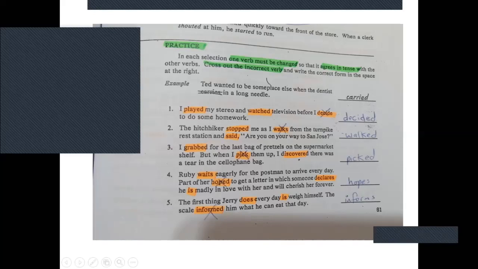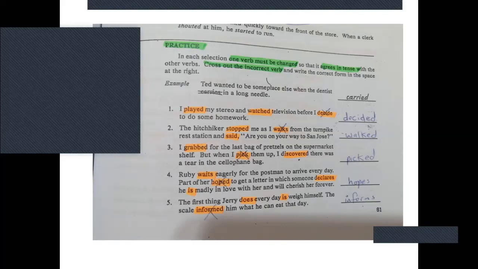Now, practice. Here we need to find where we get inconsistency in using the verbs. We put an X on that verb, and then we need to write the correct verb. So, I played my stereo and watched television before I decide to do some homework. I'm talking about something I did and finished. So I say I played, watched. Why suddenly do I get the verb decide in the simple present tense? I started past, then past again, and suddenly it's simple present, which is wrong. So I crossed the verb decide and I make it simple past and I write it decided.